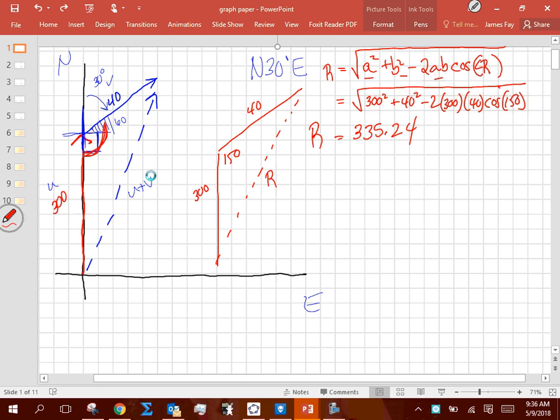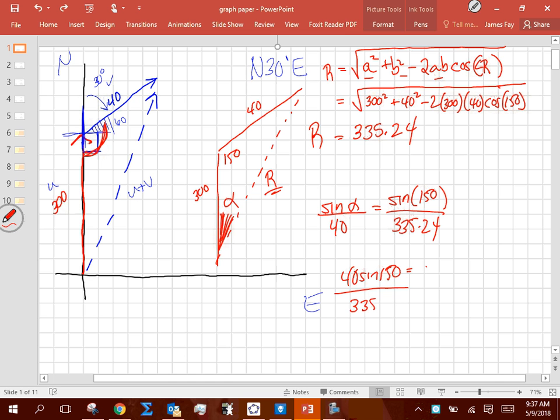Okay. Now I need to find my direction here, so I'm looking ultimately for this angle here. If I call that alpha, can I say that the sine of alpha over 40, so the angle I'm looking for divided by the side opposite it, is equal to... now I need the sine of an angle and a side opposite it, and those two things both need to be known. So the 150 is the known angle. Now I know R to be 335.24. So 40 sine of 150 is equal to 335 times sine of alpha.